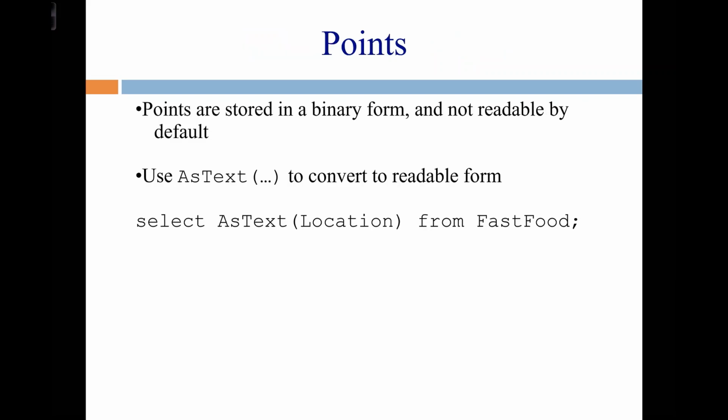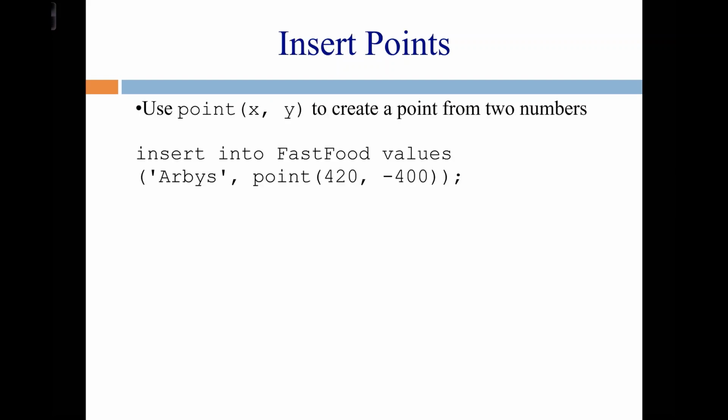Points are stored in a binary form, so if you just do select location from this table, it'll give you a bunch of gibberish. But you can use as text to convert it into something readable. And then when we want to actually create a point, like creating a date, you use the date function and put the date you want. To create a point, you just put two numbers into the point function, and that'll construct a point.